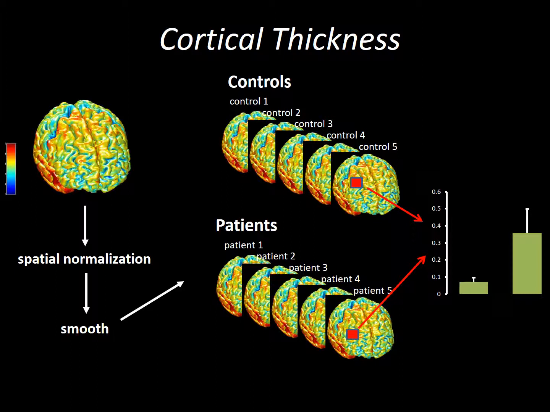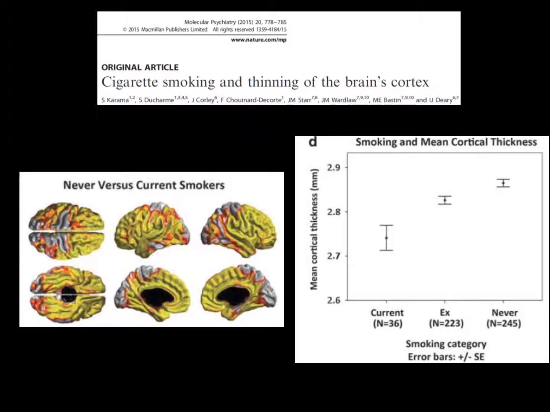Now, this procedure is sensitive to changes in regional cortical thickness, but unlike voxel-based morphometry, it cannot be used to explore changes in subcortical structures, such as the thalamus, basal ganglia, or the brainstem. A recent investigation explored the effects of smoking on cortical thickness. Remarkably, the authors found that cigarette smoking was associated with significant reductions in cortical thickness over almost the entire brain.